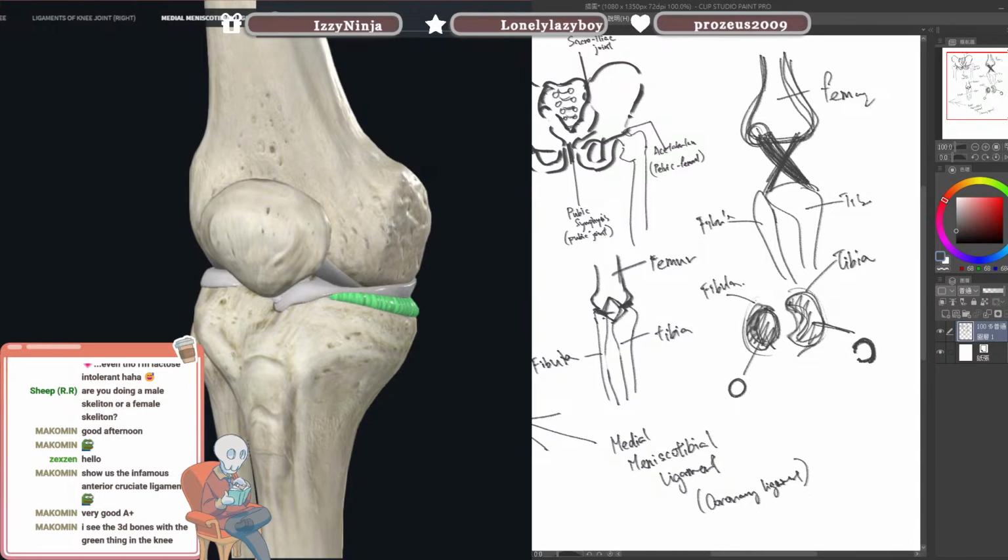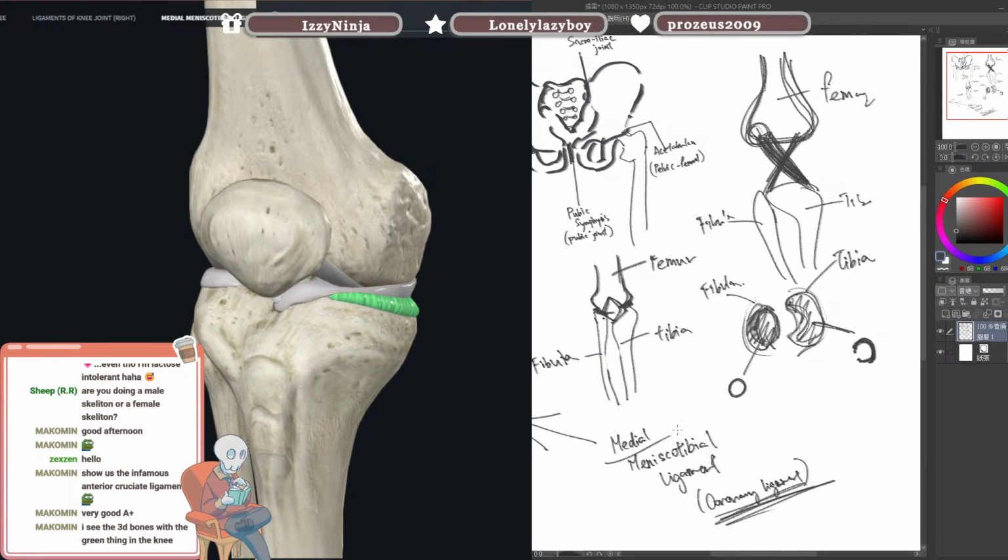This little thingy is called... the short name is coronary ligament, and the long name is medial meniscotibial ligament. And actually, the long name is easier to remember than the short name, because the short name doesn't make any sense other than just being short. And the long name, you can remember it, and it tells you exactly where it is.